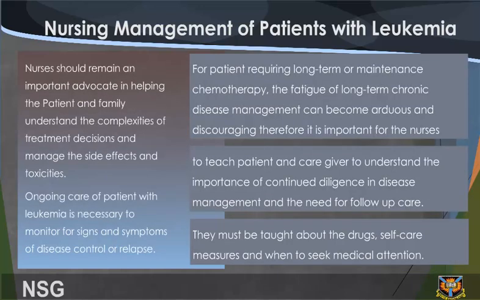Nurses should remain an important advocate in helping the patient and family understand the complexities of treatment decisions and manage the side effects and toxicities. Ongoing care of patients with leukemia is necessary to monitor for signs and symptoms of disease control or relapse. For patients requiring long-term or maintenance chemotherapy, the fatigue of long-term chronic disease management can become arduous and discouraging.